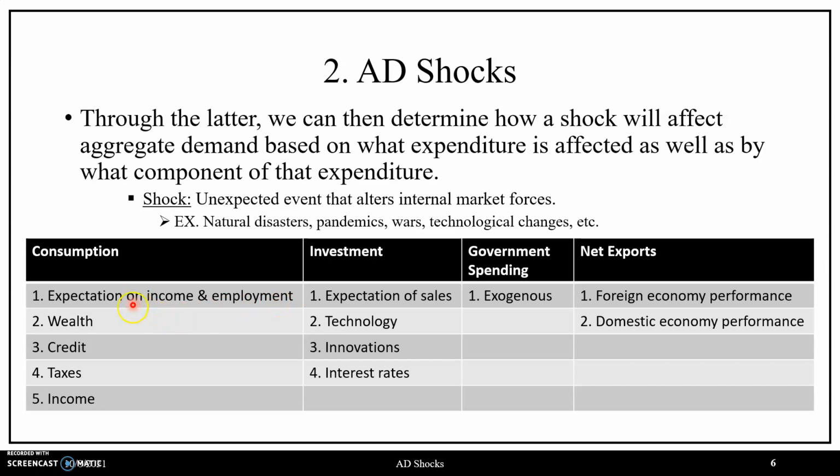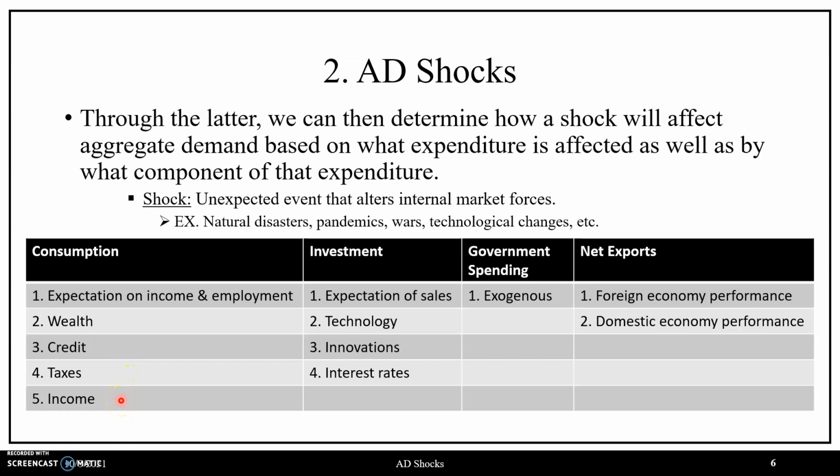If items 1 through 4 change, this then leads to a change in autonomous consumption, which will then shift the consumption function up or down, leading to a change in consumption. With consumption changing, holding all other factors equal, this then leads to a change in aggregate demand corresponding to a left or rightward shift of the AD curve.